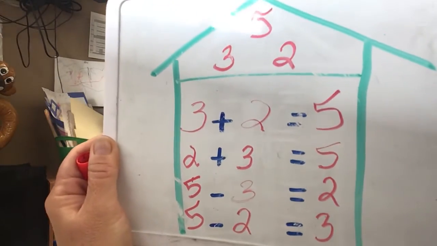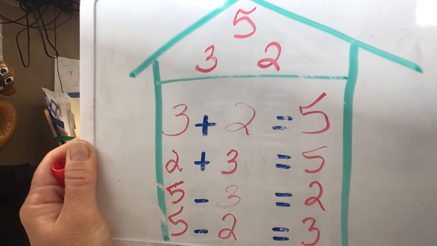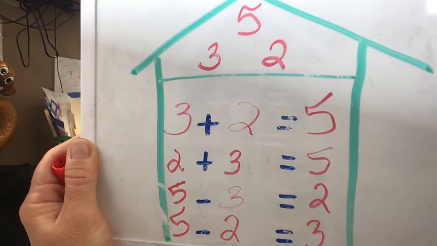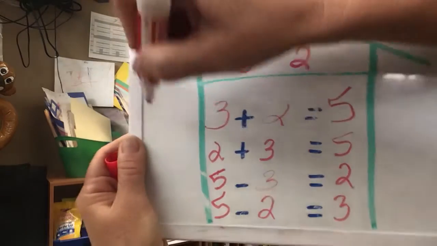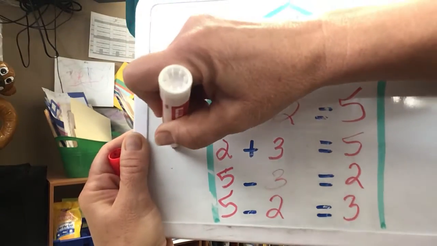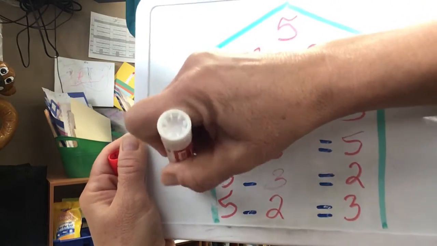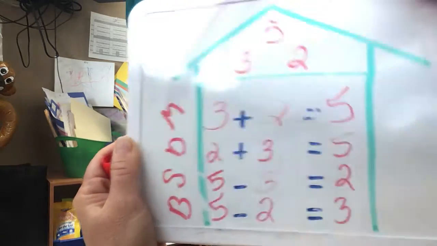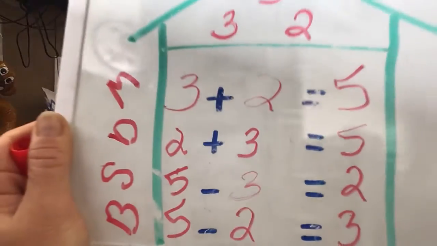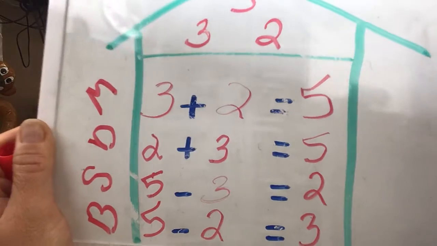In a fact family, you only use the same 3 numbers. Just like in a family, you have a mom, a dad, a sister, and a brother. That's how you can remember that there are 4 number sentences. Let's do another fact family.